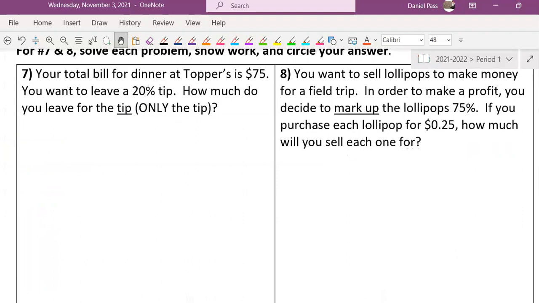Okay, your total bill for dinner at Hopper's Yummy is $75. You want to leave a 20% tip. How much do you leave for the tip? Only tip though. Okay. You turn 20% to a decimal, which is 0.20. Okay, what color do you want to use? Green. I don't have red. I got orange or pink. I said green.